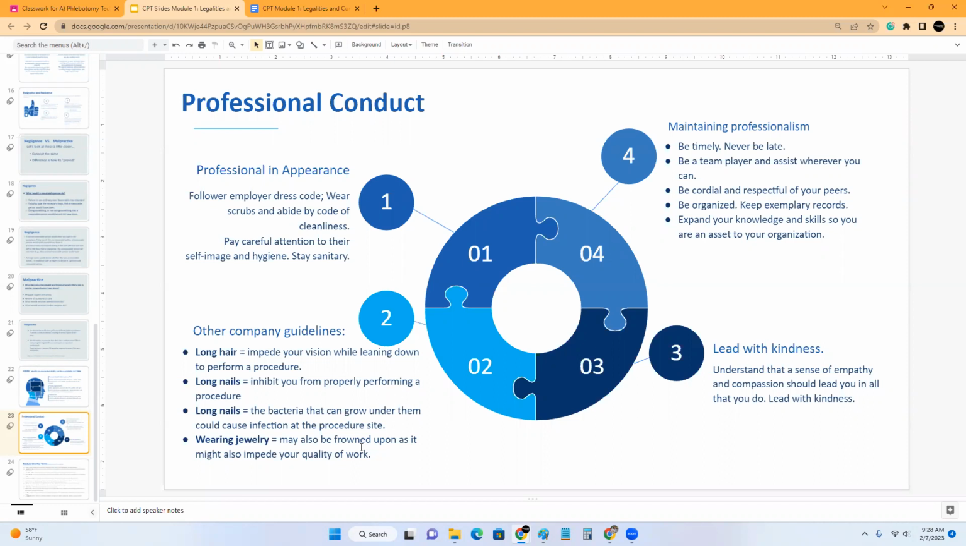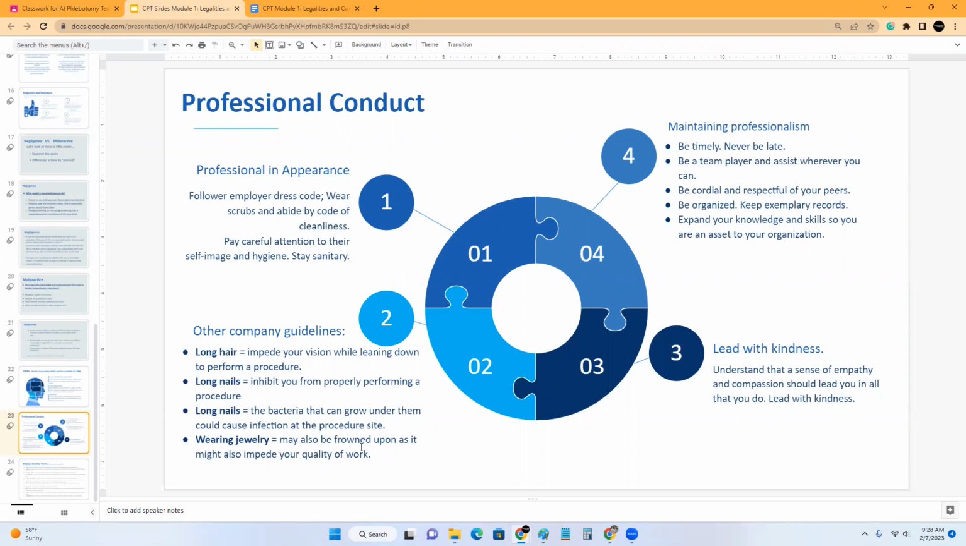So maintaining professionalism, be timely, try not to be late, be a team player, assist where you can, be cordial, respect your peers, be organized. Make sure you keep really good records. The more documentation you can do, the better. If it's not documented, it didn't happen.